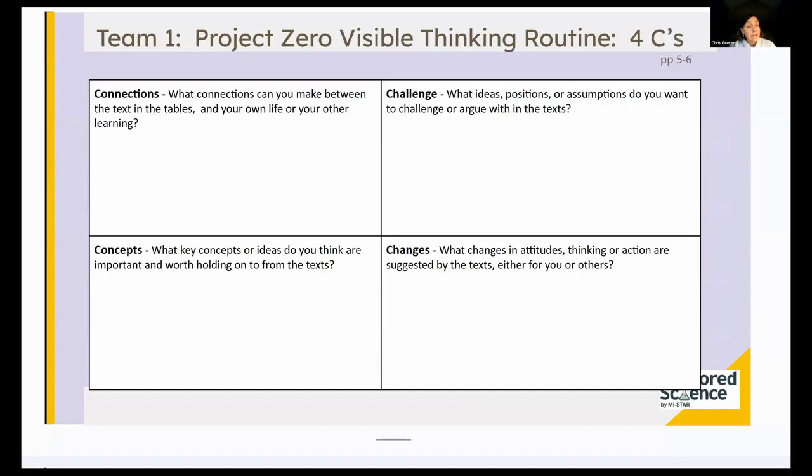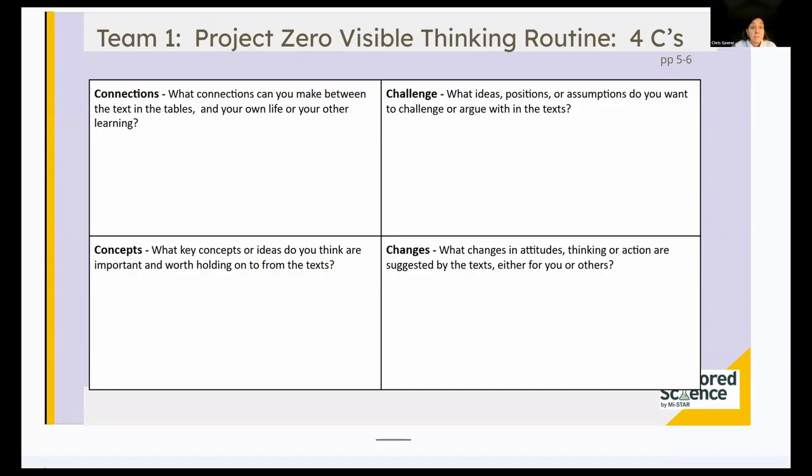And I'm going to have you use another metacognitive tool. This is from Project Zero. It's a visible thinking routine called 4Cs, and it asks students to use text to make connections, to challenge things that are in the text that maybe they want to argue with, to pick out some key concepts, and to think about what changes would be prompted by this text.